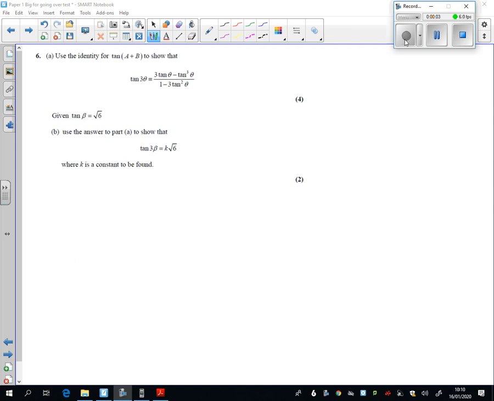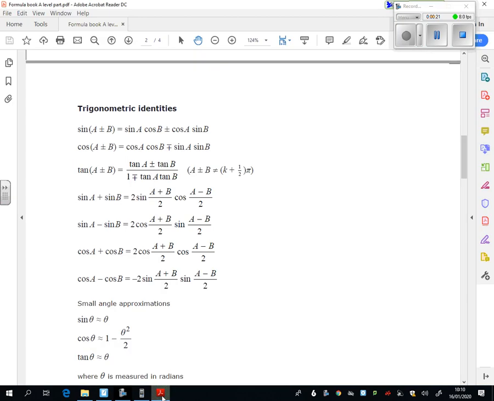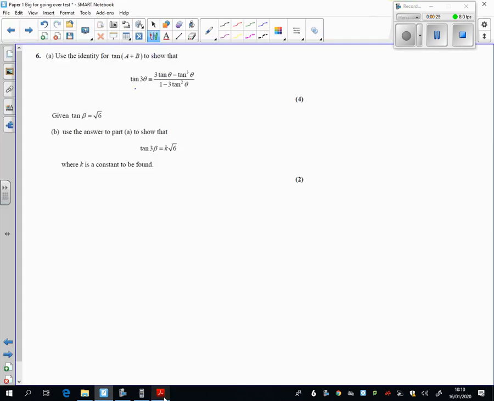Question 6. Now this is a distinct upping in the level of difficulty here. To be honest, I've done a sine 3 theta and a cos 3 theta in class, but I've never done a tan 3 theta. You need the formula in the formula book. Here's the tan formula. I'm going to end up using this one twice, so copy that first down there.